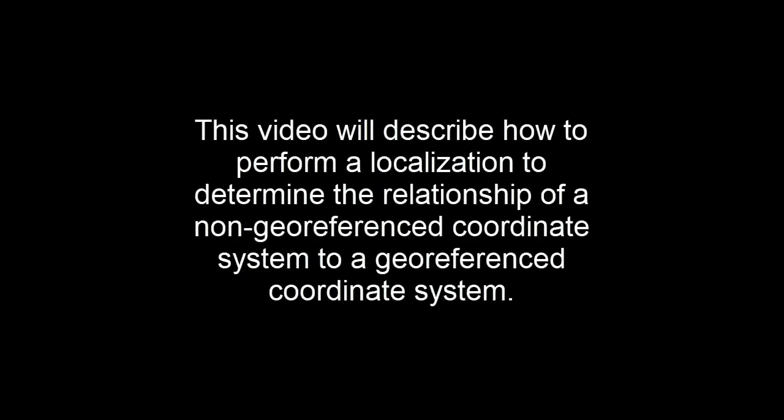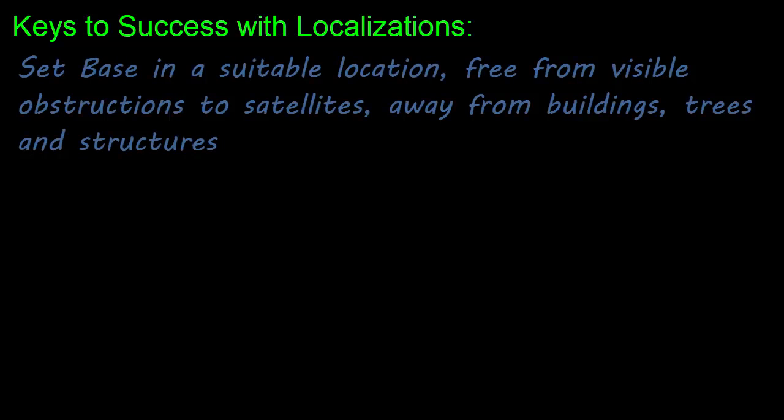This video will describe how to perform a localization to determine the relationship of a non-georeference coordinate system to a georeference coordinate system. There are a few things to keep in mind so that we can be successful with localizations. One, as always, you want to set your base in a suitable location free from visible obstructions to satellites, such as being away from buildings, trees, and other structures.